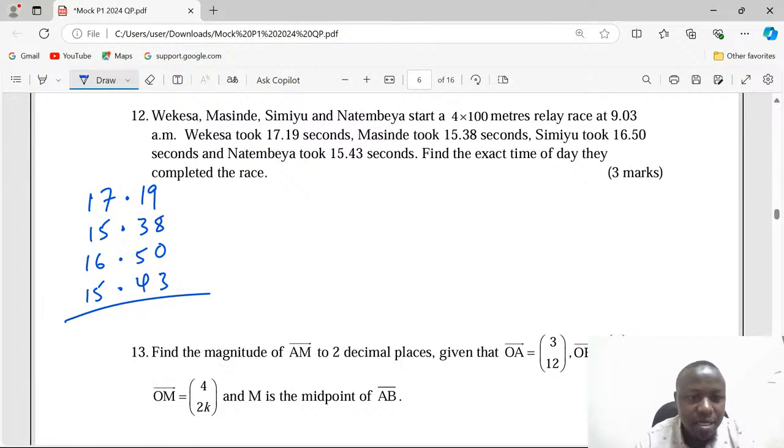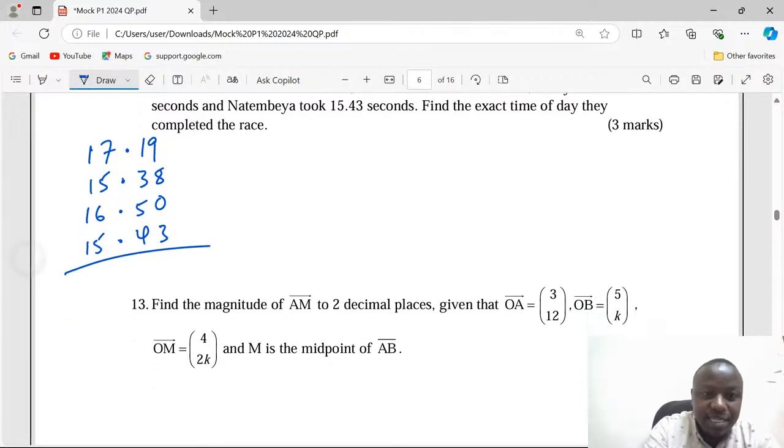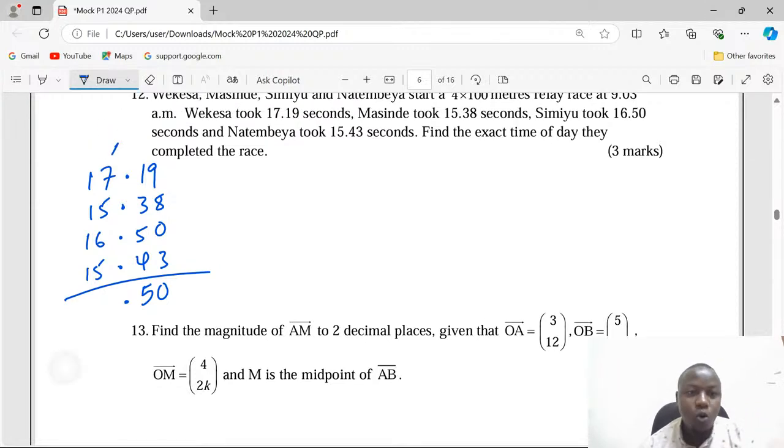When you add that, 19 plus 38 gives us 57. 57 plus 50 gives us 107, plus 43, that gives us 150. So on the centiseconds part, we are having 150 centiseconds. Remember, we need 100 of them to make a second. Therefore, we will have made a second and 50 extra centiseconds. So we are carrying a whole second to the other complete seconds.